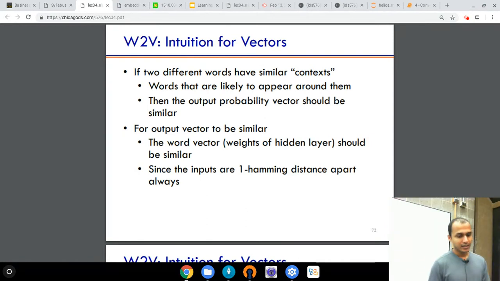So basically, words that are likely to appear around them. Think of words like fox. In that sentence, the quick brown fox, brown and fox appear close to quick. So brown and fox both are trying to predict quick. There are two examples in my training data, where there's brown and quick, and there's fox and quick. So if they're predicting the same probability score, which is this high score for quick and everything else pretty close to 0, then their vectors should be close because of this linear transformation.